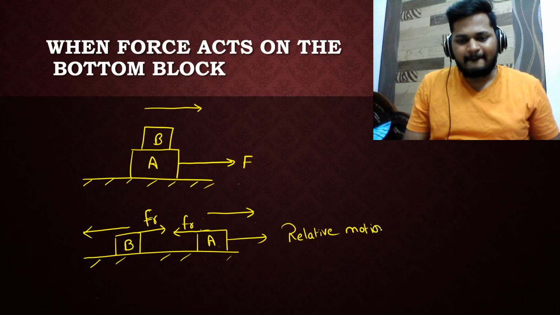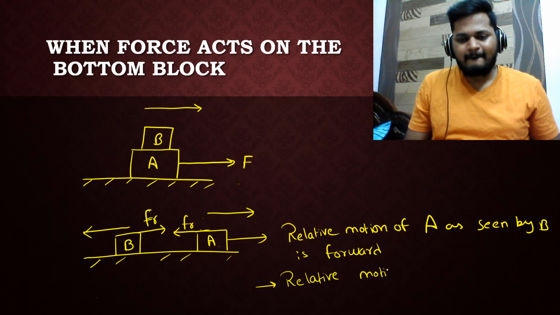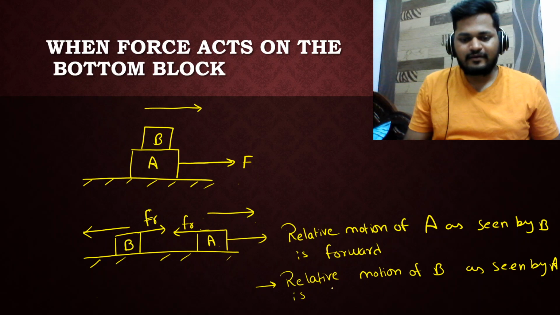So you have to understand this: relative motion of A as seen by B is forward, and relative motion of B as seen by A is backward.